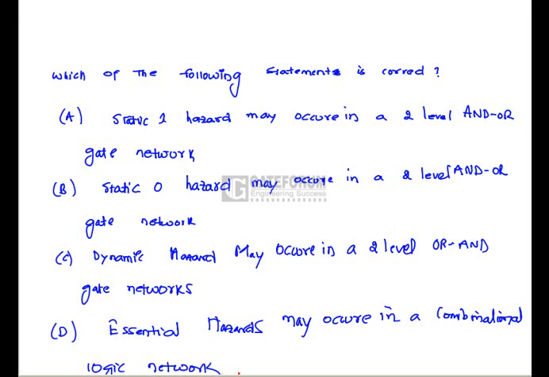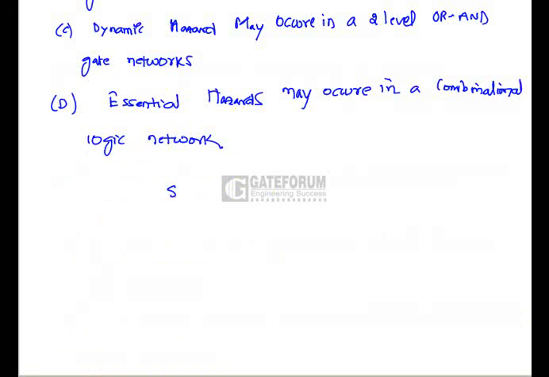Which of the following statements is correct? Here statement A, static 1 hazard may occur in a 2-level AND OR gate network, and statement B, static 0 hazard may occur in a 2-level AND OR network. Statement C, that is dynamic hazard may occur in 2-level OR AND gate networks. Statement D, essential hazards may occur in a combinational logic network. See, we know 4 different types of hazards, that is static 1 hazard, static 0 hazard, dynamic and essential hazards.